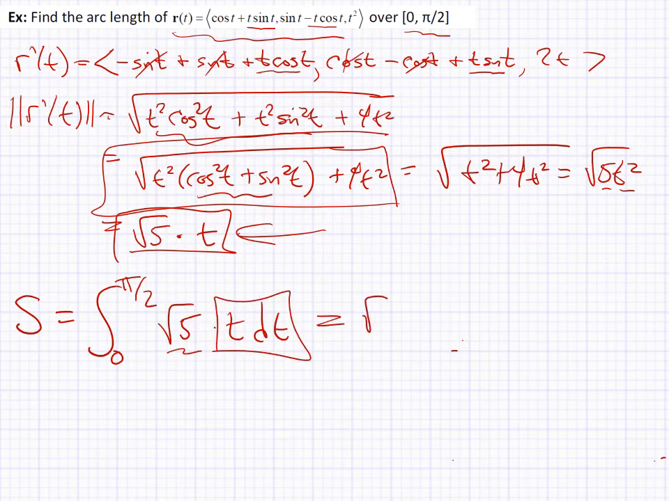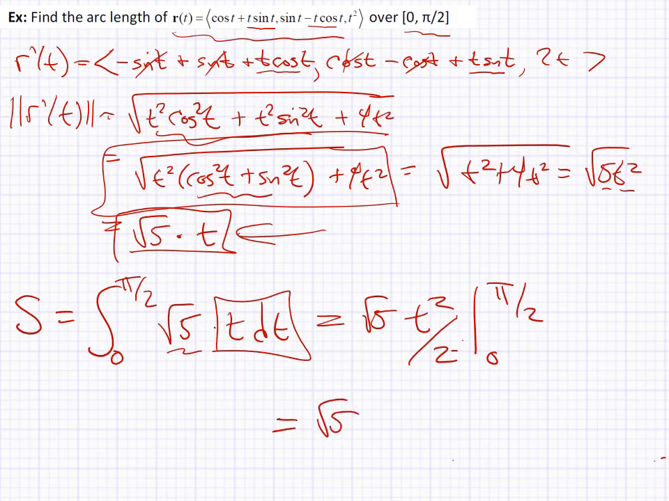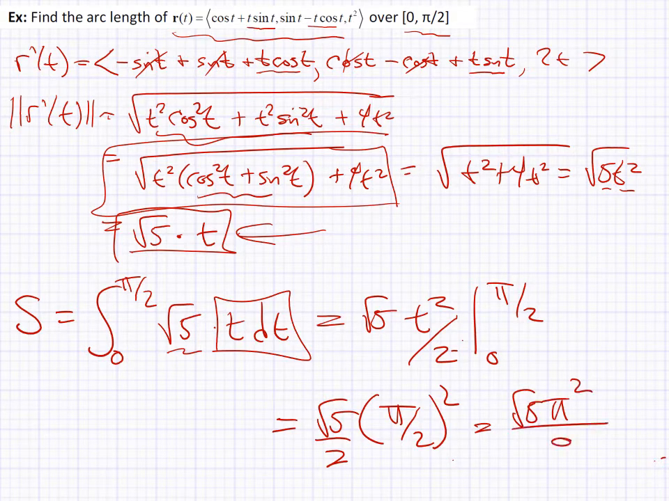And so that would be the square root of 5 times t squared over 2 between 0 and pi halves. So when we plug those values in, we get the square root of 5 over 2 times pi half squared, which would give us the square root of 5 pi squared over 8.